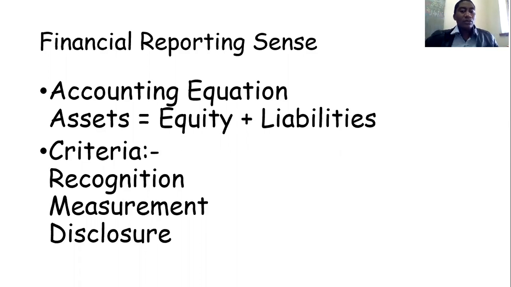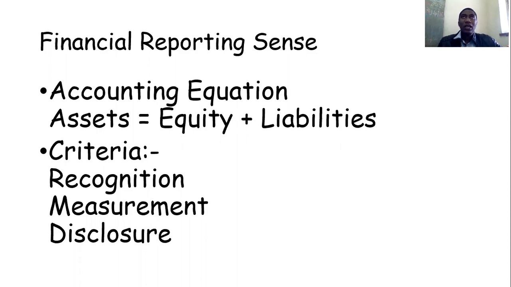Now, we also want to recognize the criteria. When you're talking about the statement of financial position, when you're looking at the assets, the equities, and the liabilities, what criteria are we using to identify these items? We are looking into the recognition criteria. What are we recognizing? In recognition, we are saying, is it truly an asset or is it truly a liability?